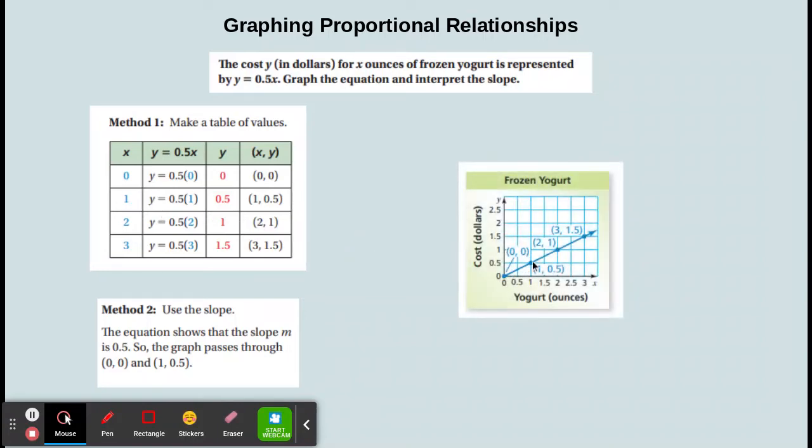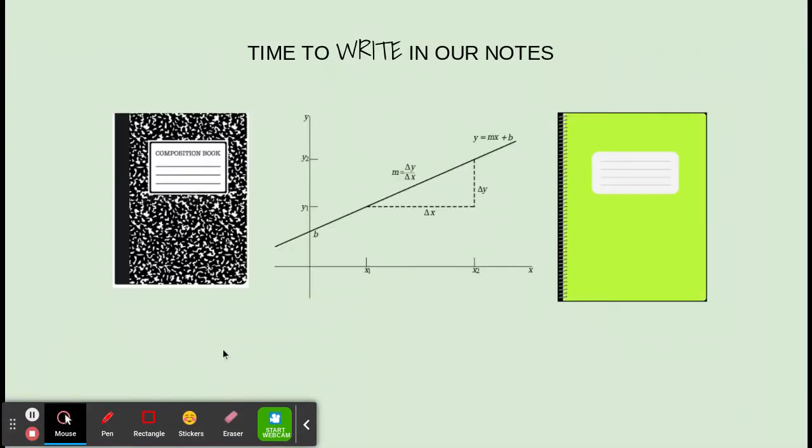So here we have it. If we were to graph it, this is what it would look like. We could either graph it from this table or from looking directly at this equation. But again, 1 ounce means $0.5. So the unit rate is 50 cents per ounce. Okay, time for you to write in your notes. All you need to do is write the equation for a proportional relationship and tell us what m represents.